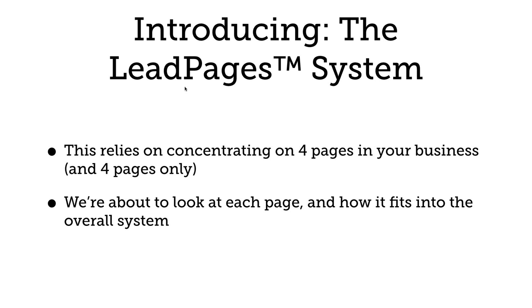And so this system relies on concentrating on only 4 pages in your business. 4 pages. You could run a 7-figure business just on these 4 pages. And we're going to look at each of these pages and how they fit into this overall system that I'm going to be giving you. I'm kind of going to be giving you a mini business plan that's based on these 4 pages.